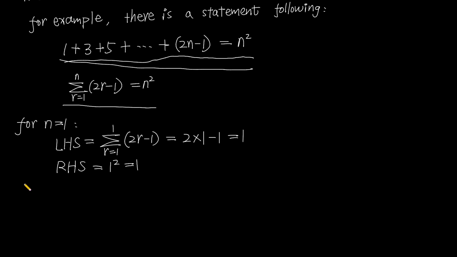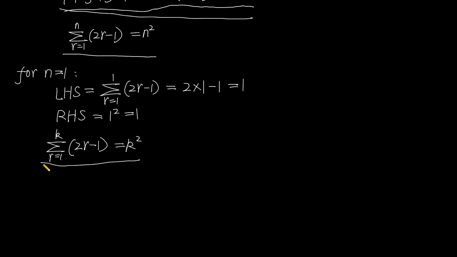Now, step 2, we assume that this statement is true for n equals k. So we assume that the sum of 2r minus 1 from r equals 1 to k equals k squared. We assume this is true. Then we use this as a condition to prove that when n equals k plus 1, the left hand side still equals the right hand side.